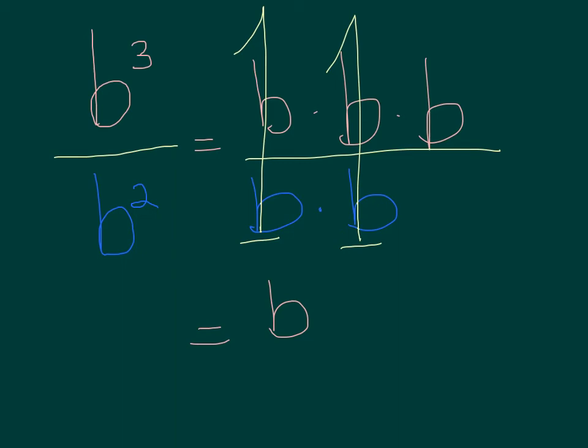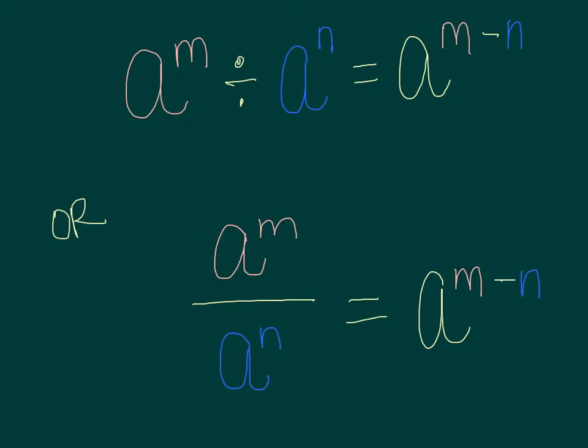All right, so our rule is: if we have a to the m, remember m can be any number, it's what that exponent is. Are there 7 of them? Are there 10 of them? It doesn't matter what m is. So a to the m divided by a to the n equals a to the m minus n. Or I prefer it in fraction form: a to the m over a to the n equals a to the m minus n.